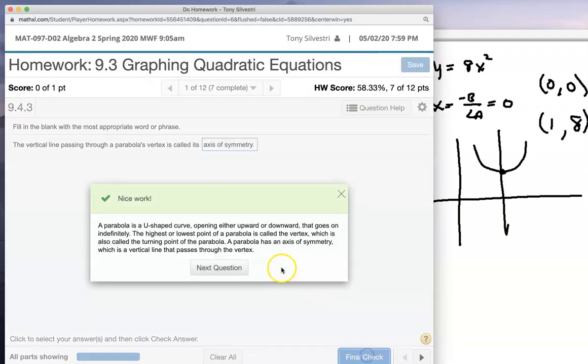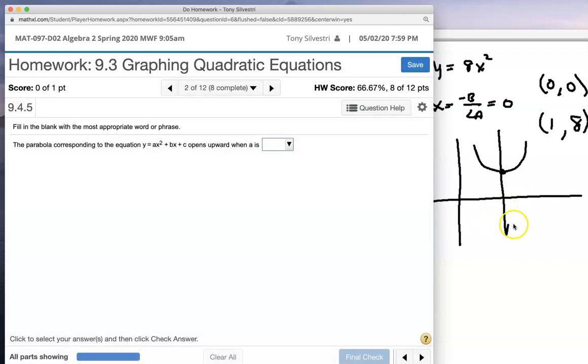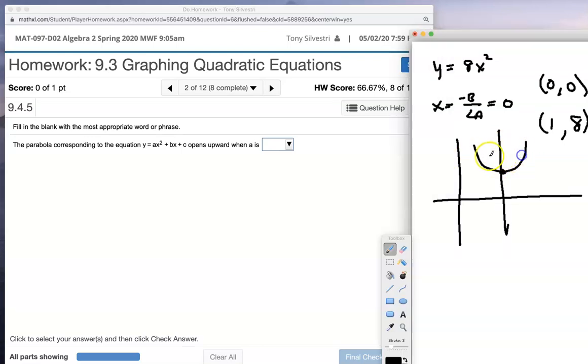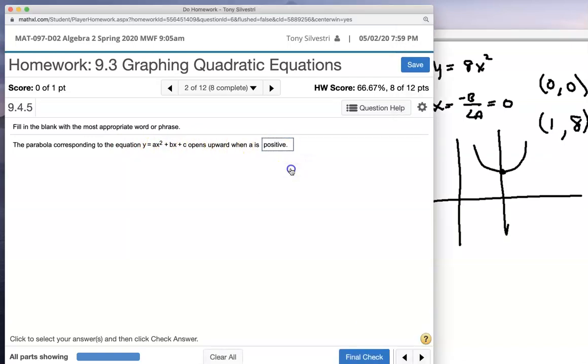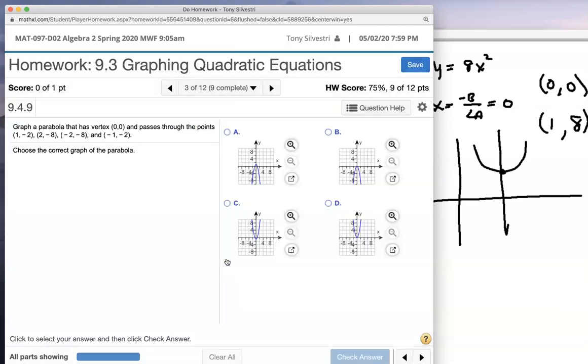Final check. That's nice work. The idea is, if this were a 3-dimensional graph, you could spin this cup around this axis. It's symmetric. The distance from here to here is the same as the distance from here to here. That's why they call it the axis of symmetry. Oh, we can answer this one. The parabola corresponding to the equation opens upward when A is positive. When A is positive, it's got to go up. If A is negative, it goes down. So only 3 more questions.